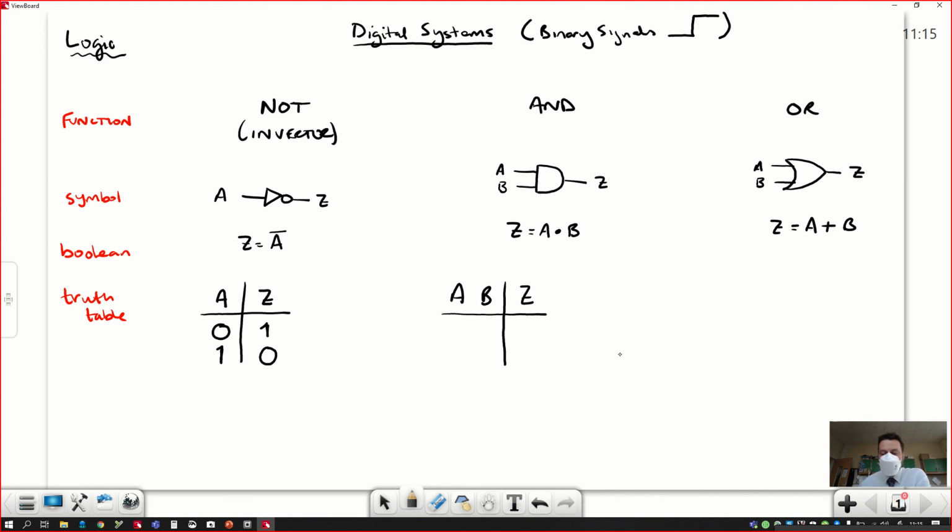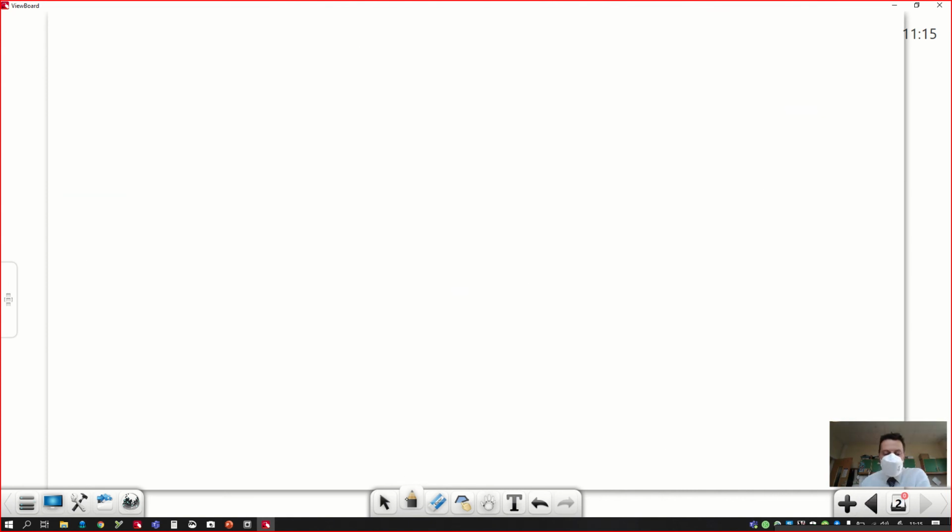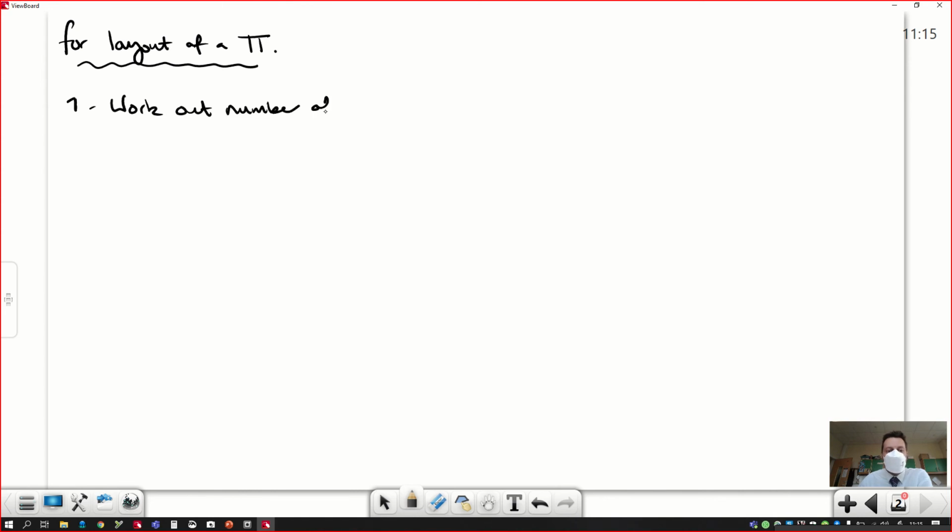So we've got an algorithm for laying out the input side of a truth table. Step 1, work out how many rows there will be. You do this by raising 2 to the power of however many inputs you've got.